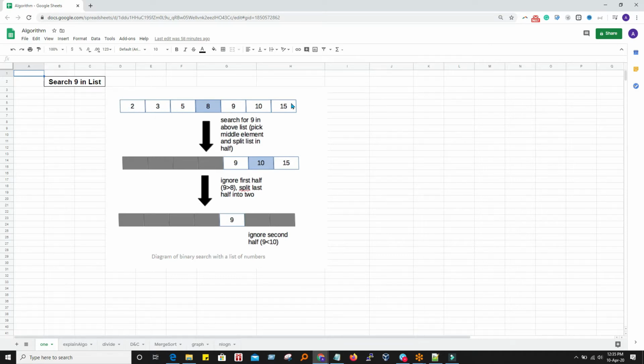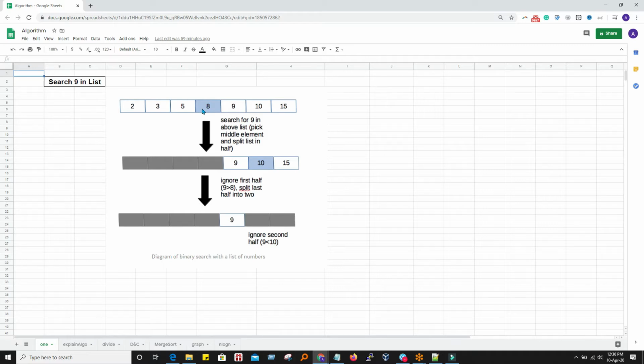Let's consider this example. This is a list of a few numbers, and these numbers are sorted in ascending order. The algorithm tells us to just find the middle element, that is 8 here, and compare it with the element which needs to be searched. For example, 9 needs to be searched, so we compare 9 with 8 and see whether 9 is less than 8 or greater than 8.